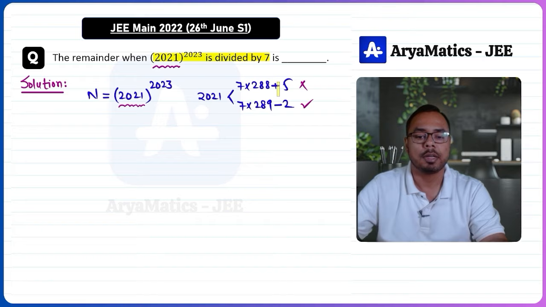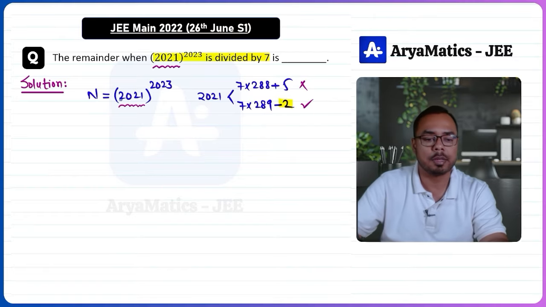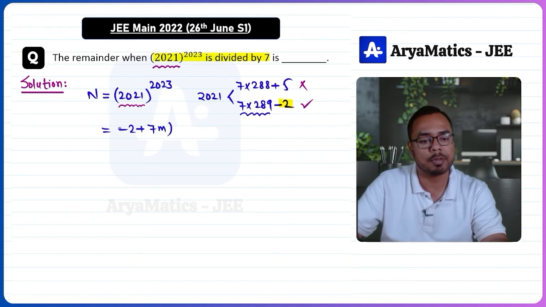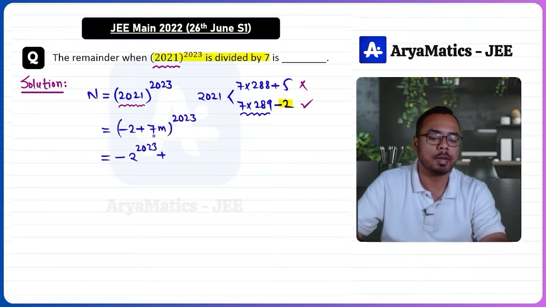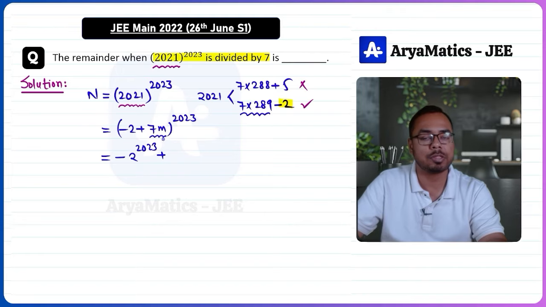Why? Because in this case, we are dealing with a smaller number minus 2, right? This number 2021, we can write as minus 2, and this one you can say is some multiple of 7. So minus 2 plus multiple of 7, this raised to 2023. And if I use binomial theorem here, then you will get minus 2 raised to 2023, and after that all the other terms will contain 7m raised to 1, 7m raised to 2, and so on.